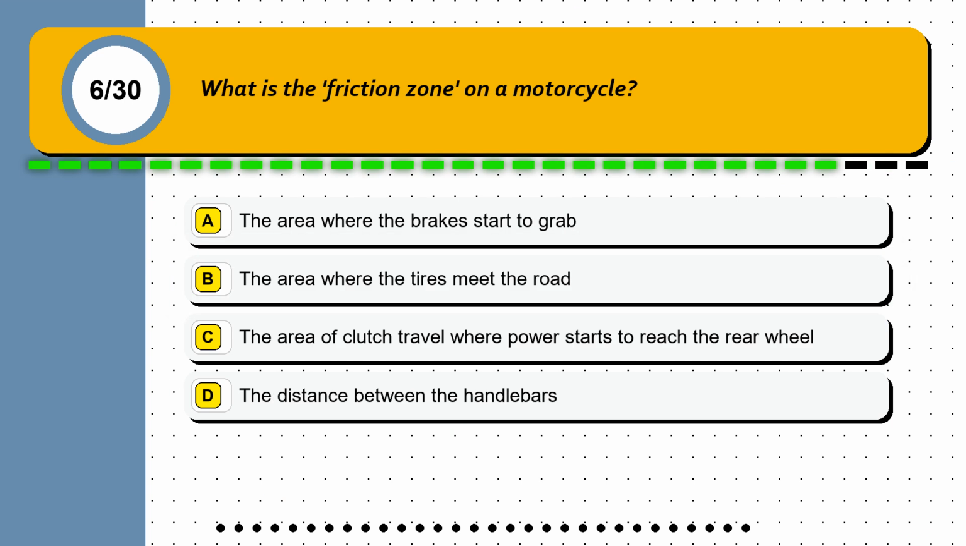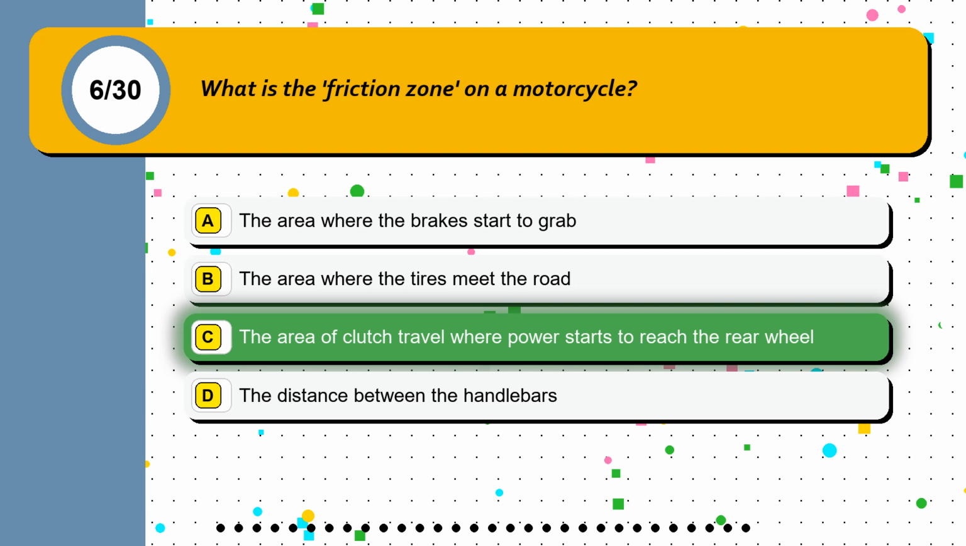Question 6. What is the friction zone on a motorcycle? Option A. The area where the brakes start to grab. Option B. The area where the tires meet the road. Option C. The area of clutch travel where power starts to reach the rear wheel. Option D. The distance between the handlebars.